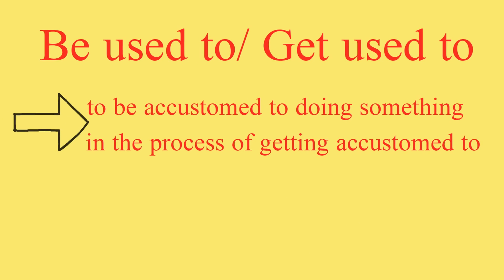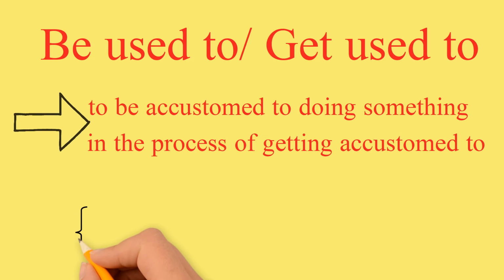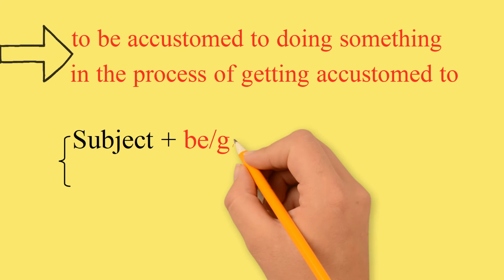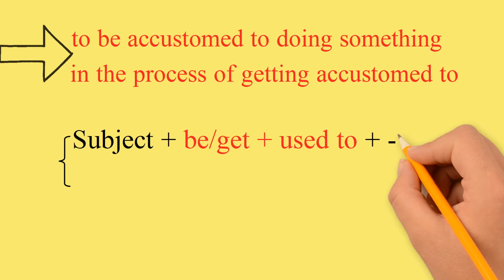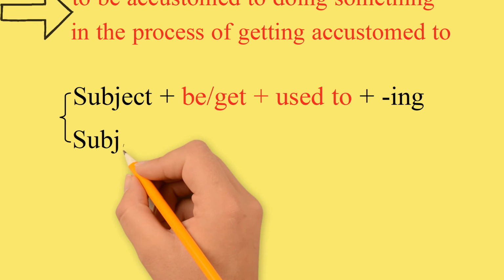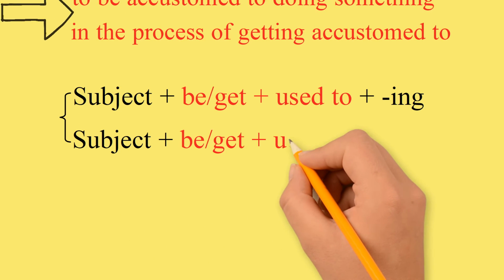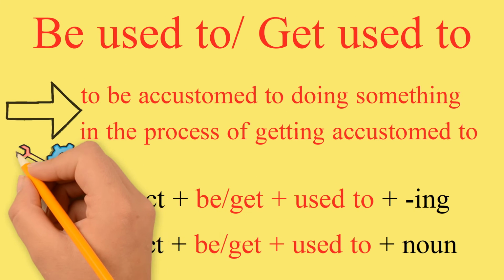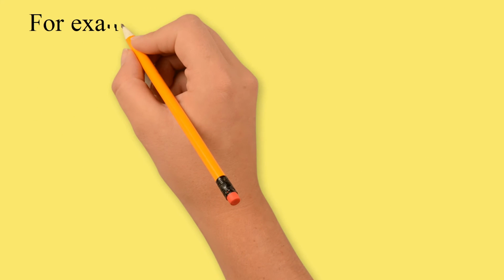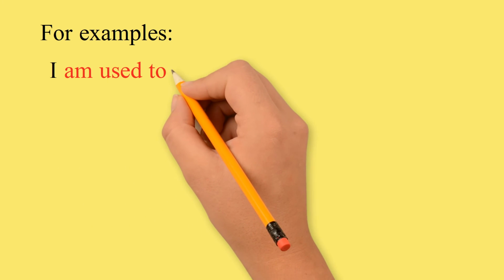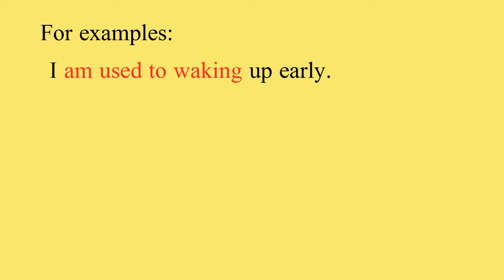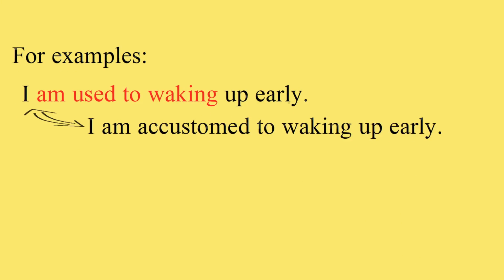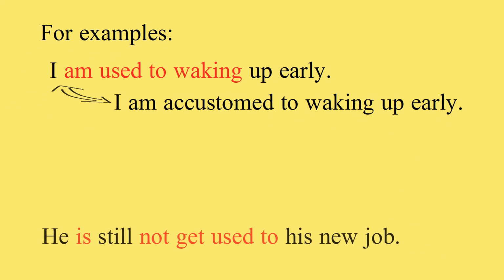With be or get used to, there are two possible structures. Subject plus be or get plus used to plus ing. Subject plus be or get plus used to plus noun. For example, I am used to waking up early. It means that I am accustomed to waking up early. He's still not getting used to his new job. We're already used to the customs here.